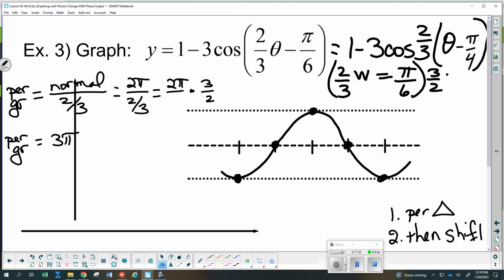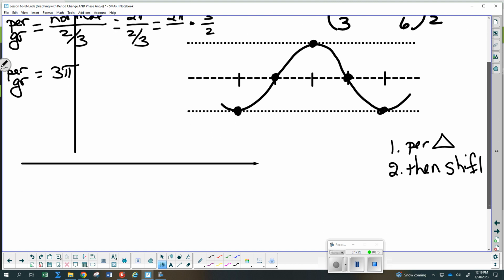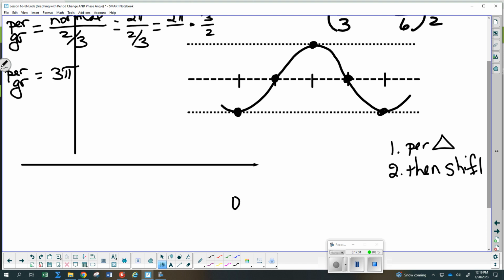Are we good with that much? Okay, I'm going to shift, so I don't want to start putting those numbers on my real graph yet. So I'm going to do a little bit of scratch work where I can erase it or cross it out. If I didn't have the shift, I would have gone from 0 to 3 pi. So right in the middle of that would have been 3 pi over 2.